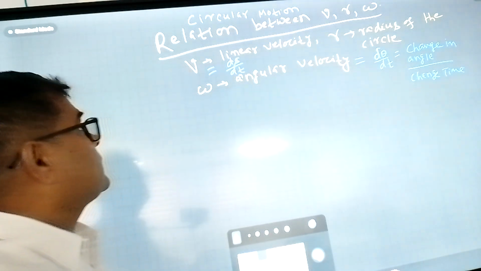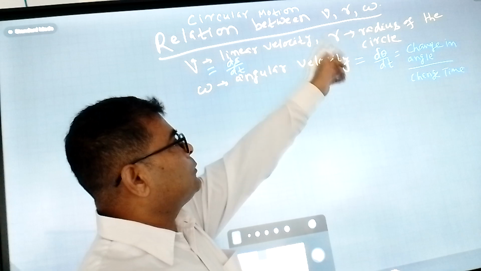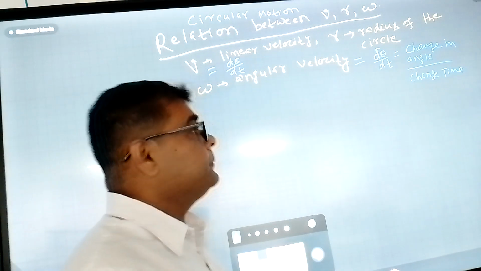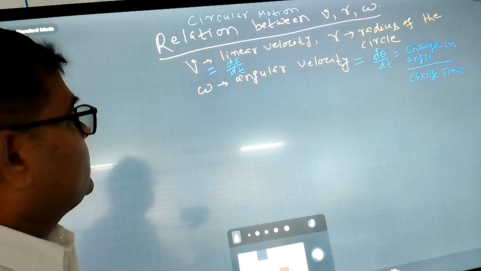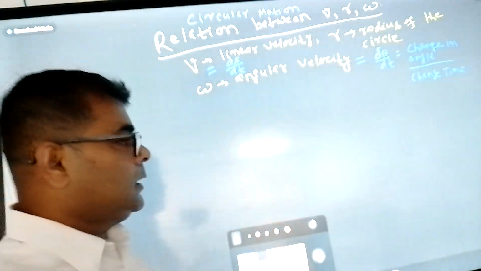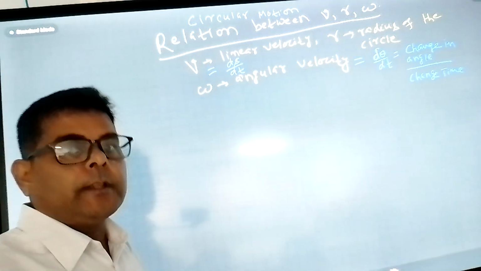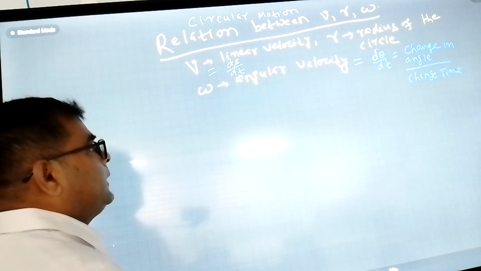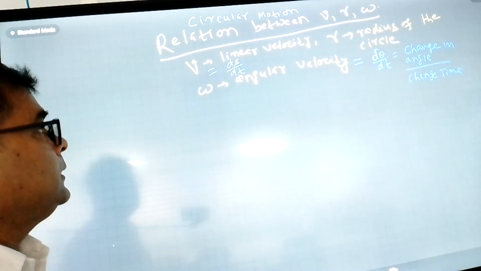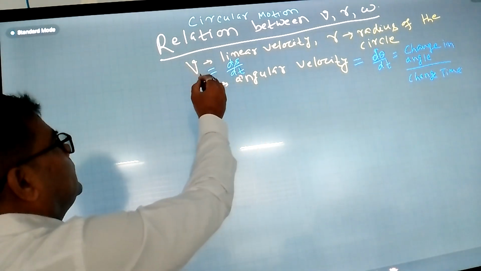Today I am going to discuss the relation between velocity, the radius of the circular path, and the angular velocity, or you can say angular speed. Although this is part of circular motion in mechanics, it has further applications in other chapters as well, for example in Hooke's law, in the dynamics of rigid bodies, and so on. So here, let's see V.